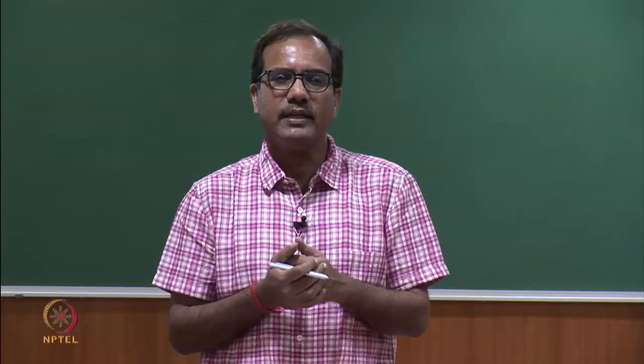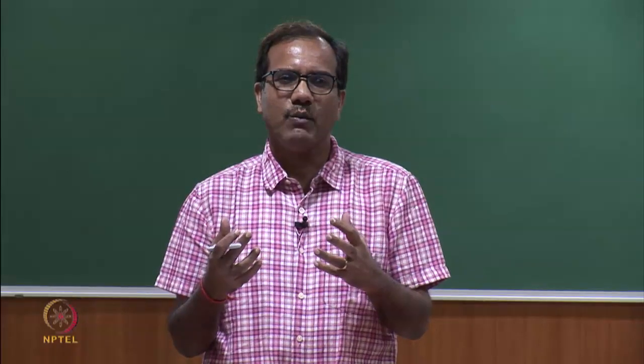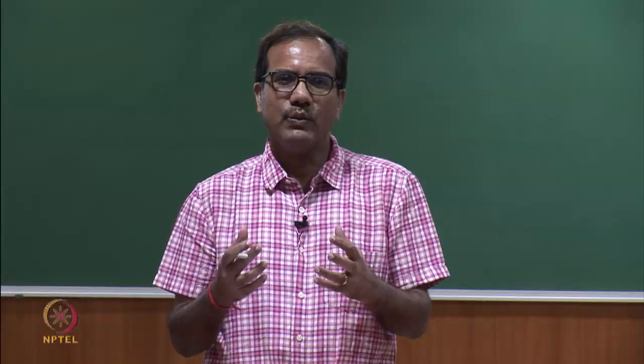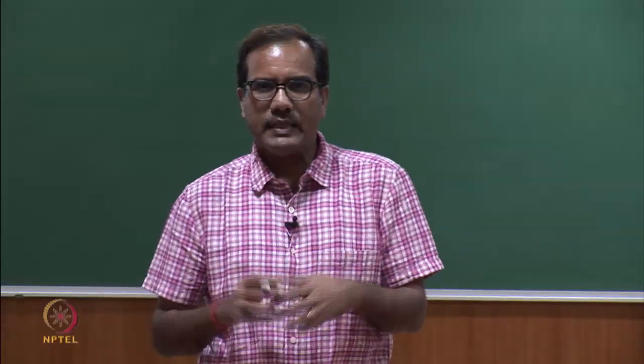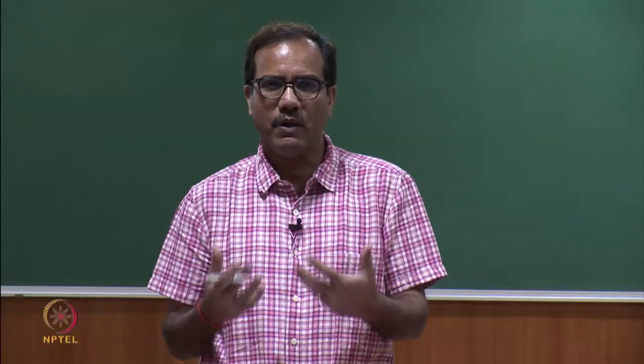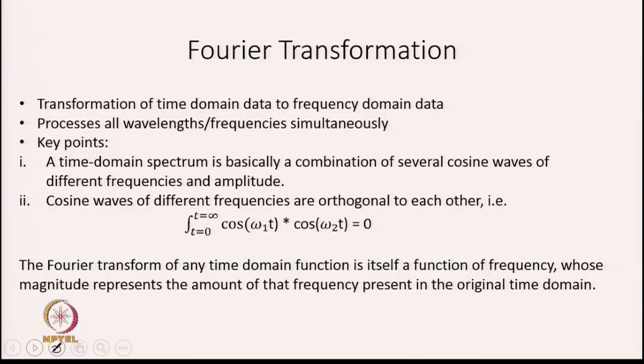Once you understand that, you will utilize one property to convert the time domain spectrum to a frequency domain spectrum. That property is that cosine waves of different frequencies are orthogonal to each other. What I mean is that if you take a cosine wave of frequency W1 and multiply it by a cosine wave of frequency W2, and then add up between t equal to 0 and t equal to infinity, you should get a value of 0.